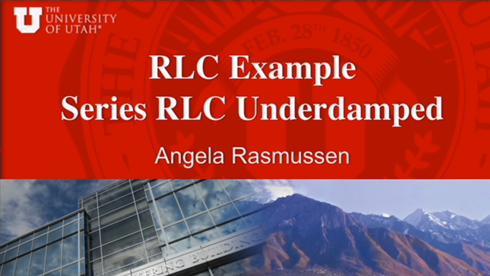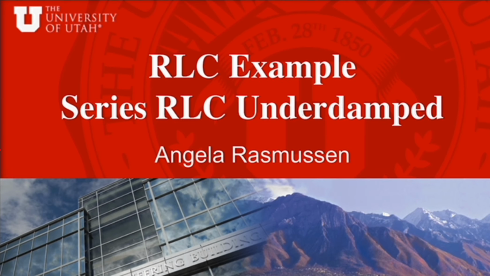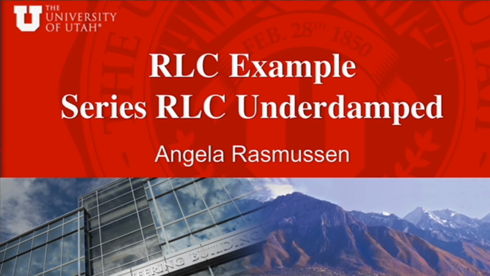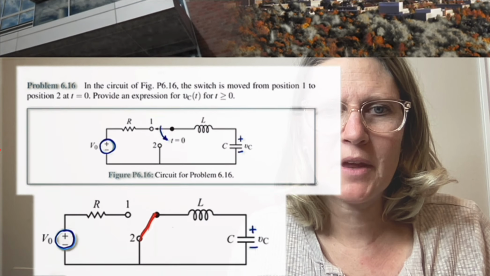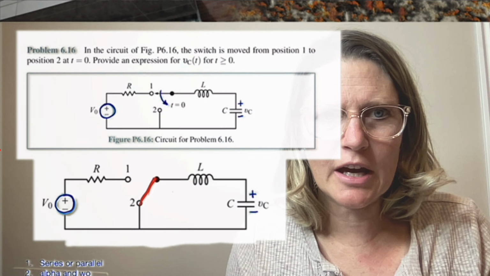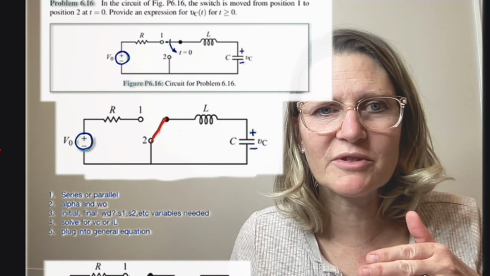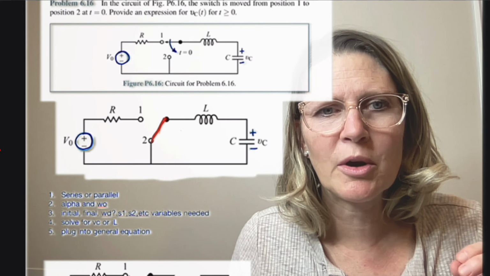This is Angela Rasmussen from the University of Utah Electrical and Computer Engineering Department, and I'm going to go over an example today of the RLC in a series configuration when the transition is underdamped. So we're going to look at this circuit here, and in this circuit the switch moves from position 1 to position 2 at time equals 0.